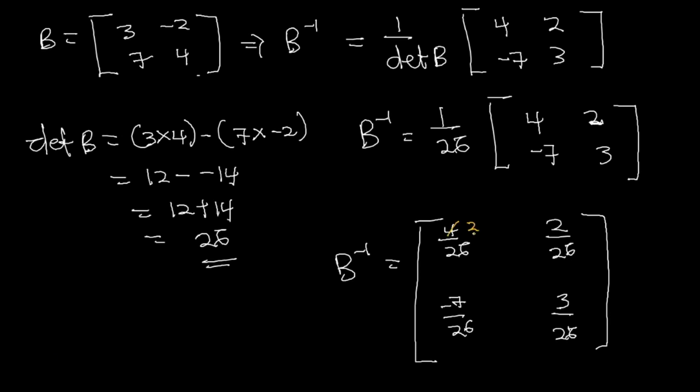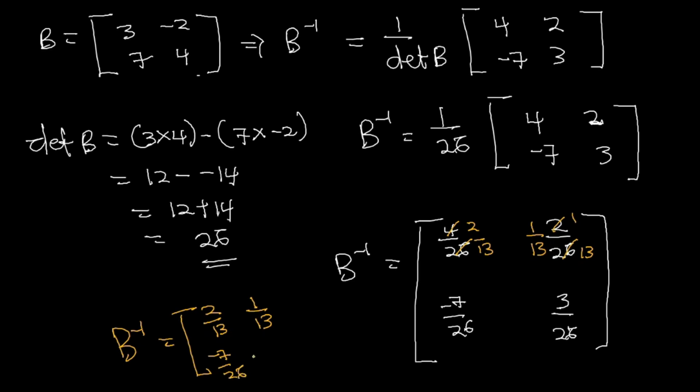2 will go into 4 2 times, and 2 will go into 26 13 times. So we have 2 over 13 over here. 2 will go into itself 1 time, and into 26 13 times. So we have 1 over 13 over here. These two cannot be simplified, as we don't have any number that can go into 7 and 26, or into 3 and 26. So the inverse of B is the matrix 2 on 13, 1 on 13, negative 7 on 26, and then 3 on 26.